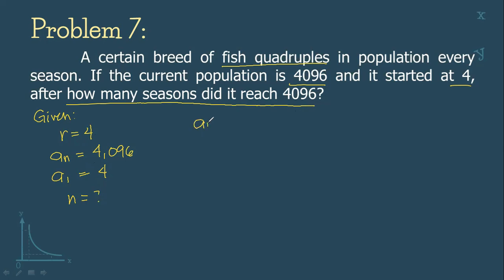So using our formula, A sub n is equal to A sub 1 multiplied by the common ratio of r raised to n minus 1.